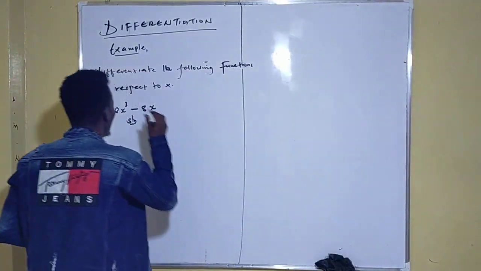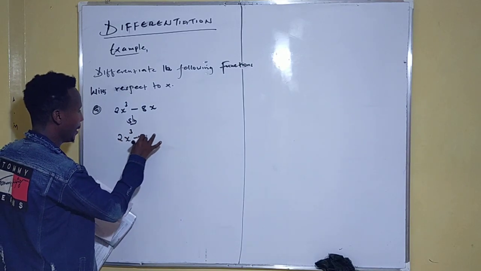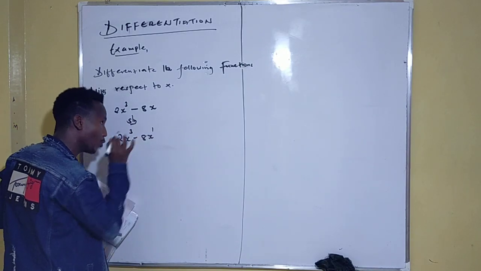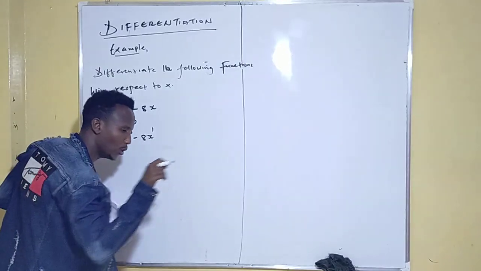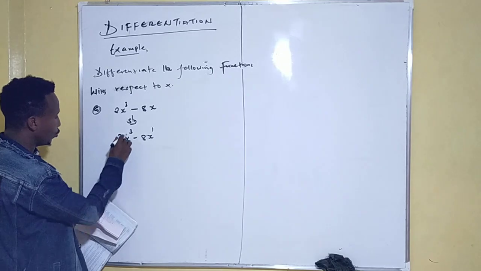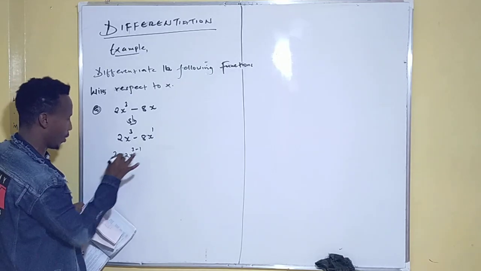So here we have 2x power 3 minus 8x. Remember here we have a 1 which is hidden. So we say we are multiplying by the power and subtracting 1 from the power. So it will be 3 times 2x power 3 less 1.